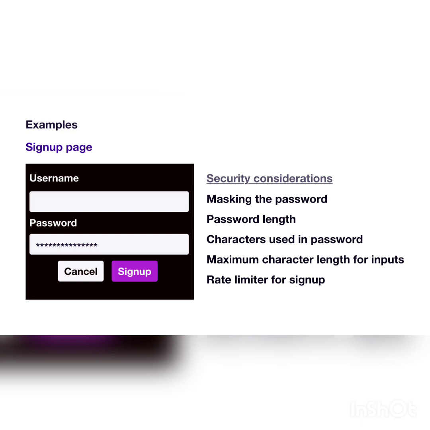The last one is a rate limiter for sign up. Imagine 10,000 or lakhs of people trying to sign up to an account in one single day. That would cause a lot of stress and load to the system and service. So usually what people do is they set up a rate limiter. So you need to think whether a rate limiter should be set for it.